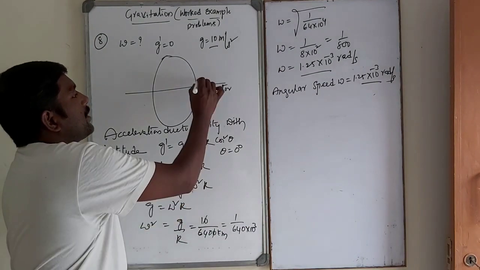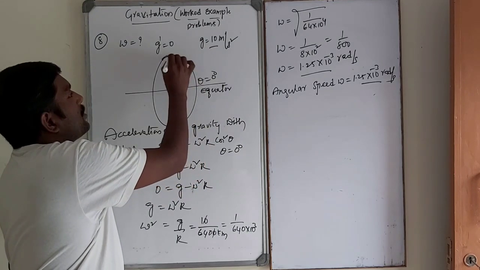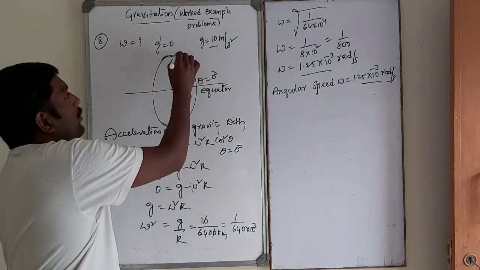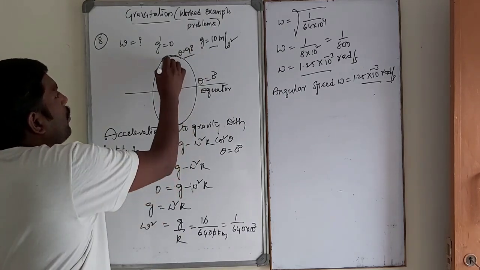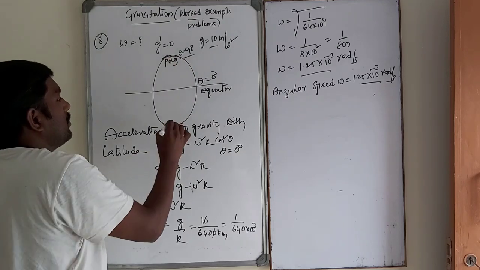So at the equator theta is equal to 0 degree. At the poles, this is the pole, this is also the pole, theta is equal to 90 degree.